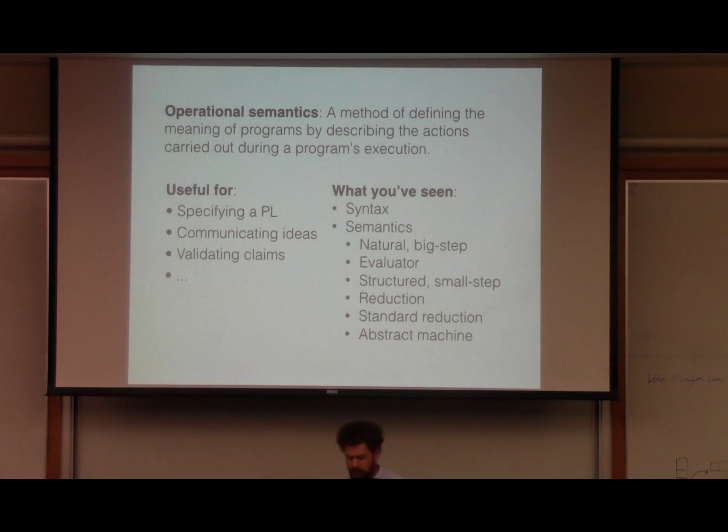Why you would make a choice about which one to use really depends. It's driven by what you're trying to do, so you'll want to make a choice that's appropriate for that. One thing that I didn't talk about, but I think is worth mentioning, is that all of these things can be related to each other in systematic ways. I just showed them to you, here's one thing, here's another thing. I claim that there's a relationship between them that we could prove after the fact. But in fact, people have studied how you, let's say, write an evaluator and derive the abstract machine from it.